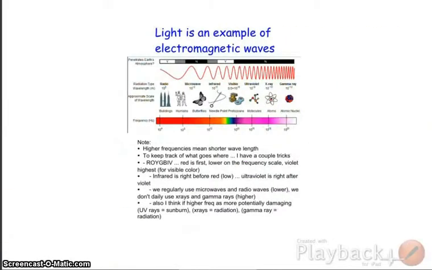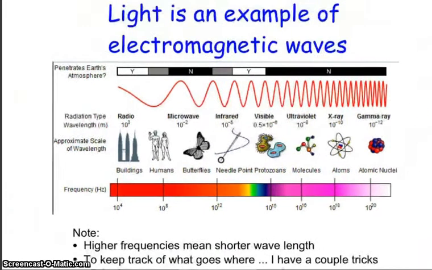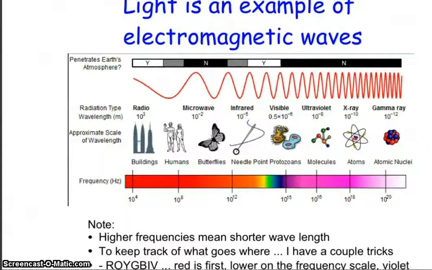Now, I said light is an example of electromagnetic waves. This is an image from Wikipedia. I really like this image. Basically, electromagnetic waves are a whole bunch of things. Radio waves are the same type of waves as the light you see. Same as microwaves, infrared, visible, ultraviolet, X-ray, and gamma rays. The only difference is their frequency and wavelength. We see in this small visible range, but all these others exist.